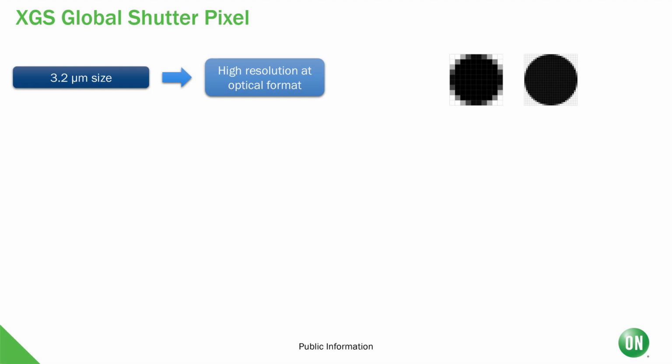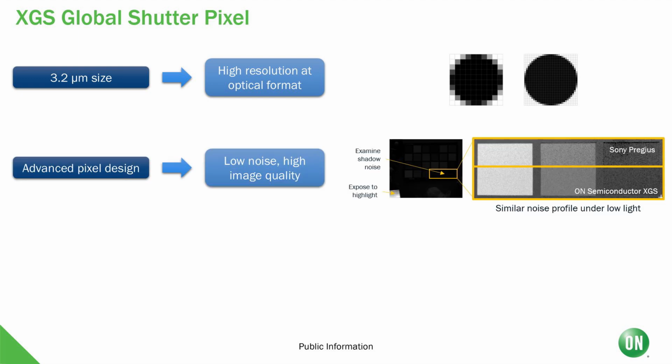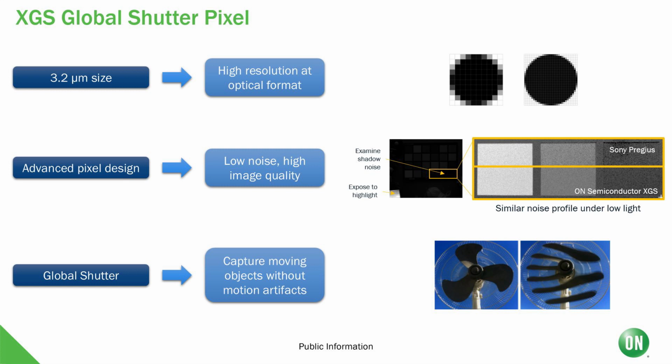The 3.2 micron gives very good resolution and very good sensitivity. This advanced pixel type gives us exceptional signal to noise ratio, some of the best signal to noise ratio in the market today. And of course, the global shutter, another example on the right, allows one to capture high motion devices without distortion.